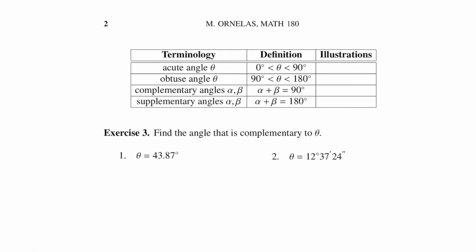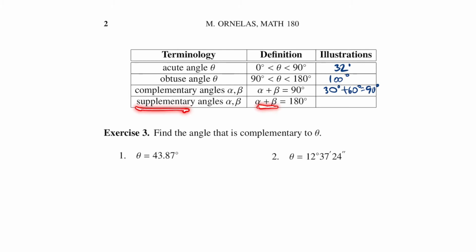So here are some definitions. An acute angle is any angle that's between 0 and 90, for example, 32 degrees. An obtuse angle is any angle that's between 90 and 180. An example of that would be 100 degrees. Complementary angles are angles whose sum is 90. So we can say 30 plus 60 is 90.